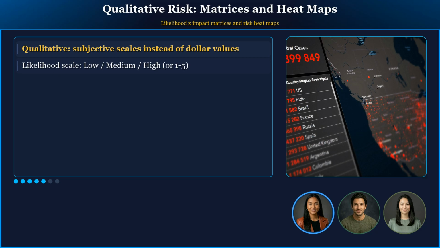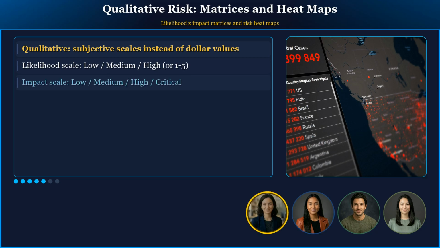You score each risk on 2 axes, likelihood and impact. A simple matrix works like this. High likelihood plus high impact lands in the top right corner, a critical risk. Low likelihood and low impact lands in the bottom left, a risk you might accept. The matrix forces you to prioritize based on the combination of both factors.